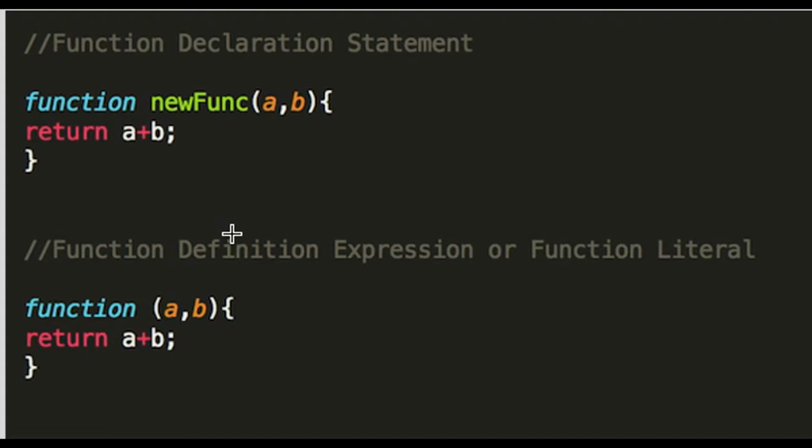So function literal or function definition expression is basically very much similar to function declaration statement, except you do not have a name for your function. So this is also called an anonymous function, and in the second point we will talk about the importance of function literals or anonymous functions.